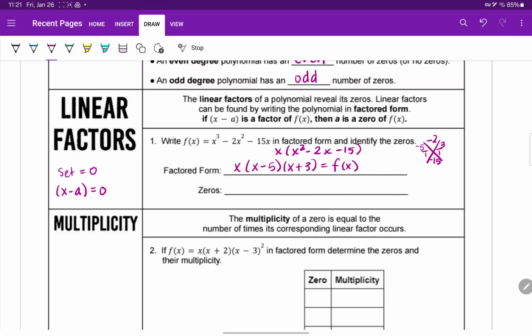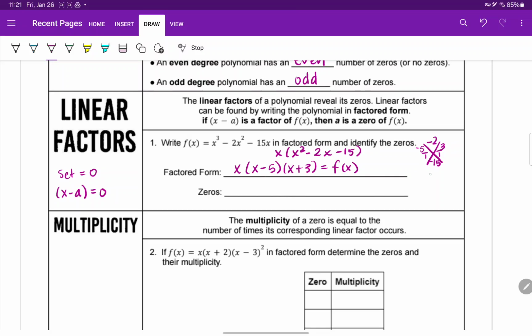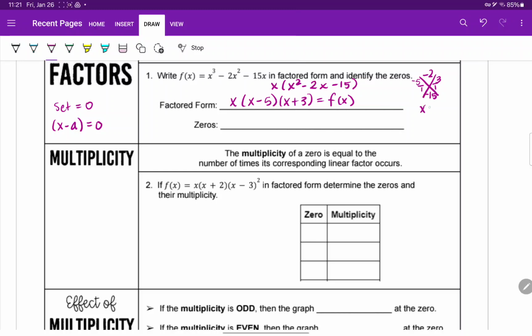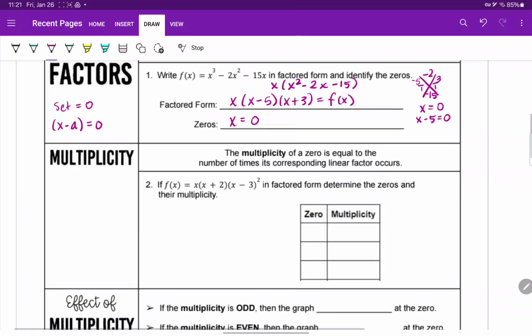Our zeros come from setting each factor equal to 0, which, don't forget, your first factor was that GCF of x. So taking that and setting it equal to 0 means that my first 0 would be x equals 0. The second one comes from our second factor of x minus 5. And if we solve that, that means x equals +5. And then our last one would be x plus 3 equals 0, which means x equals -3. My brain was trying to jump straight to the answer.